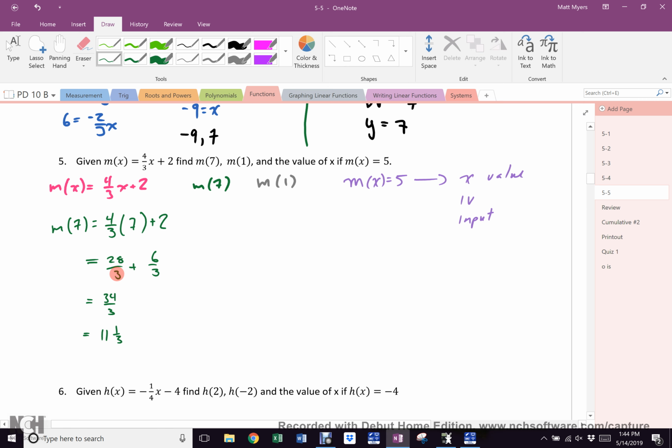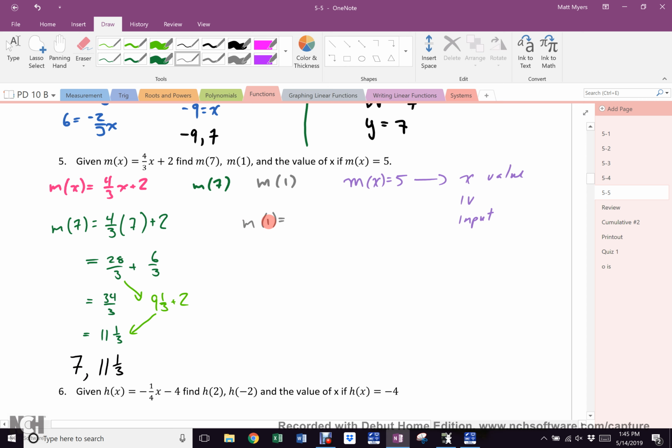Now there's another way you could have done that. You could have, and I'm going to change shades of green, you could right here have said this was 9 1/3 plus 2, yes? Which would get me back to 11 1/3. Now, what then is the point on the graph? 7 and 11 1/3. Let us do the m of 1.